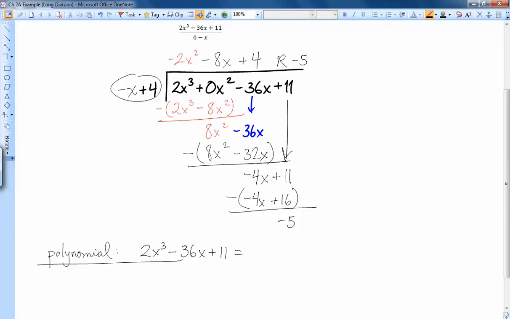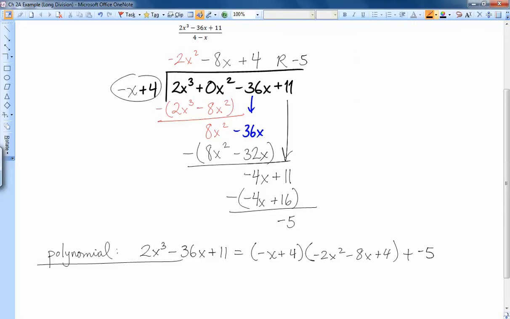This was the original polynomial. Then I divided by negative x plus 4. And I'm going to multiply that by negative 2x squared minus 8x plus 4. And then the leftovers are negative 5.